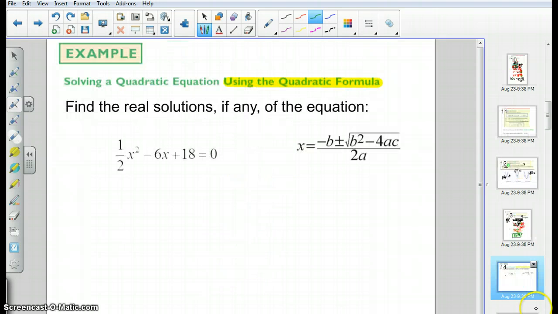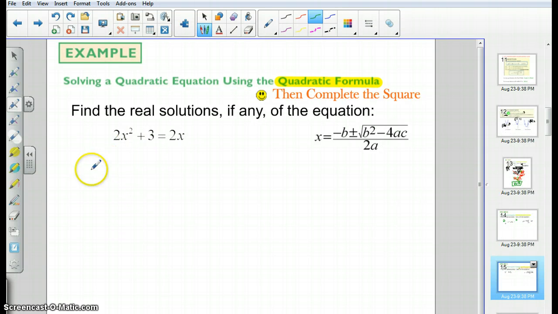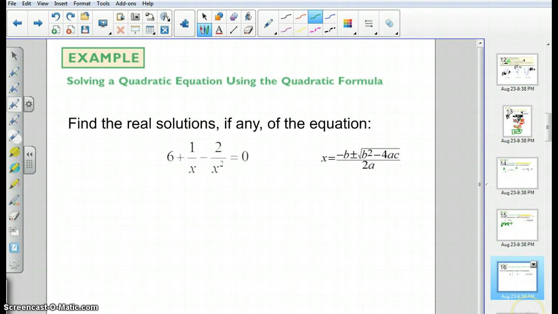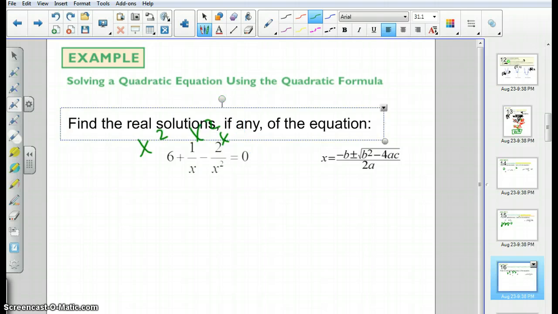So that's a little bit difficult. On this one, I would probably multiply both sides by 2 first, just so I could have an easier value for a, b, and c. On this one, I would try to get all the values set equal to 0, so I can quickly identify the a, b, and the c. In this case, it's, again, 2x squared minus 2x plus 3. So there's my a term, there's the b term, and here comes the c term. On this one, I would probably multiply every term through by x squared before I try to identify the a, b, and the c term.